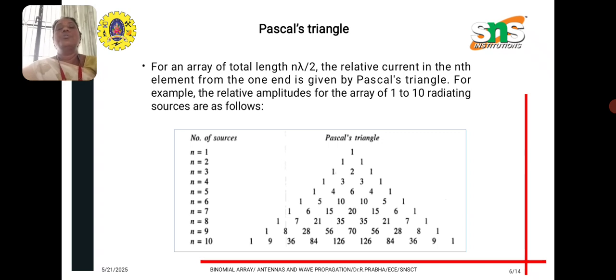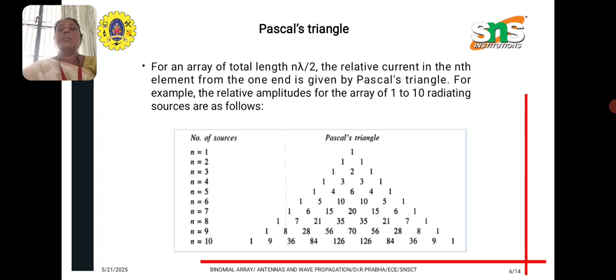In order to identify the amplitudes of individual antennas in a binomial array, the simplest method is Pascal's triangle. Pascal's triangle is given in the picture, here for n equal to 10, number of elements 10. For an array of total length n times lambda by 2, the relative current in the nth element from one end is given by Pascal's triangle.